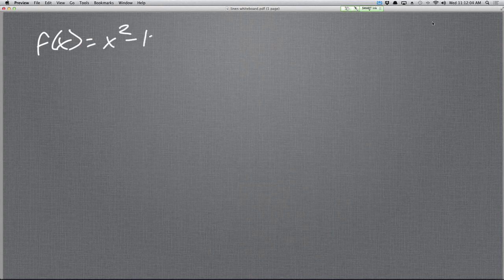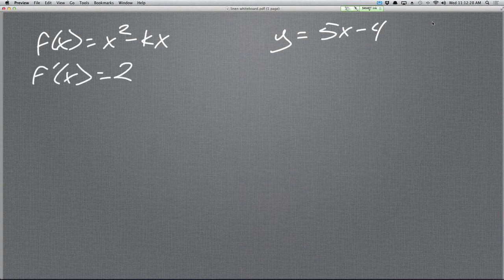Okay. So f of x equals x squared minus kx. Somebody tell me what the tangent line is. y equals 5x minus 4. All right, so I need to figure out what k is. That's the tangent line to this function. So we need to do 2 things. What do we need to do? Find the derivative of the function. So that is 2x minus k. And what do I do with the derivative? Set it equal to the slope. And what's my slope? 5.